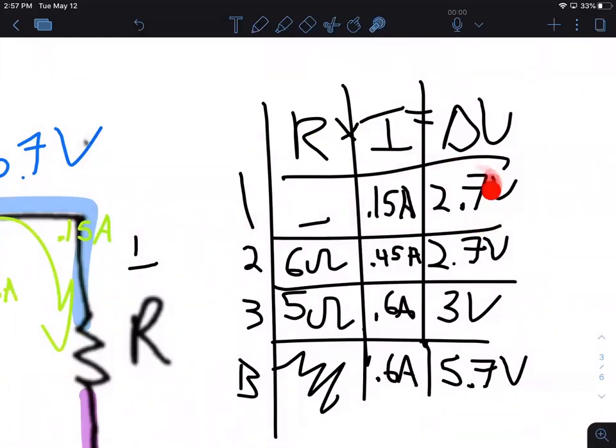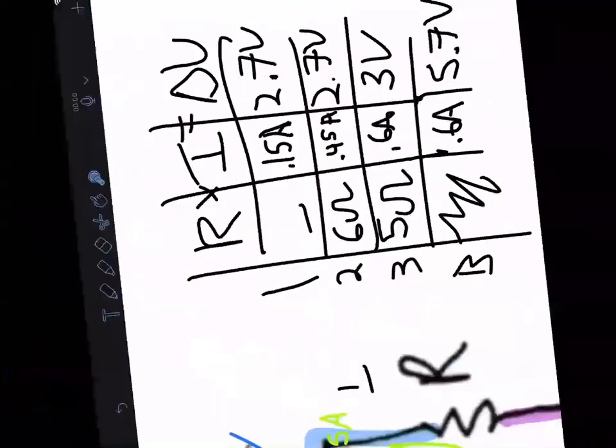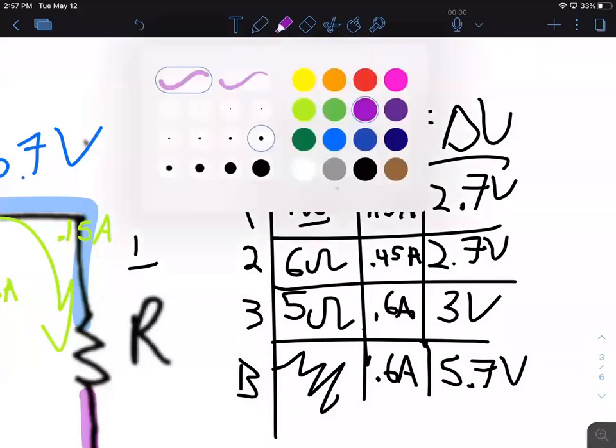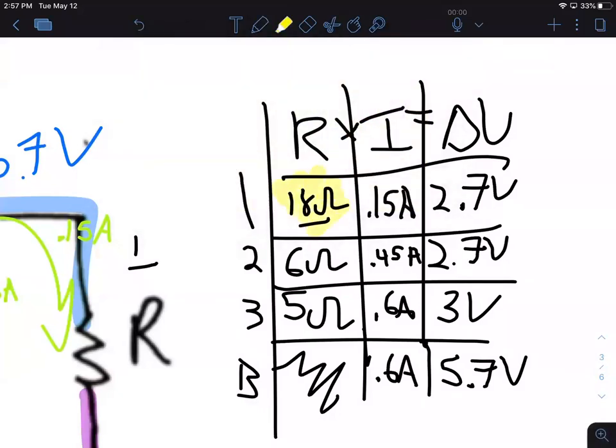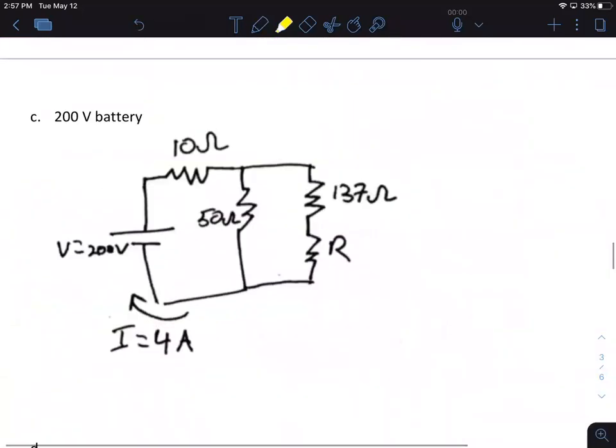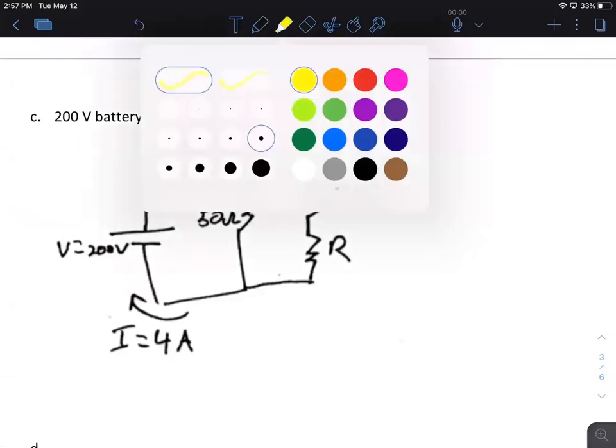Well, I know it's changing the voltage by 2.7. As this current, I can figure out 2.7 divided by 0.15. That'll tell me I need a resistance of 18 ohms to make that happen. Great. Next. It's a 200 volt battery, in case you couldn't read the handwriting there.